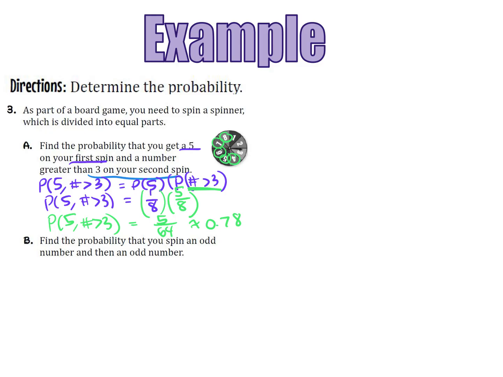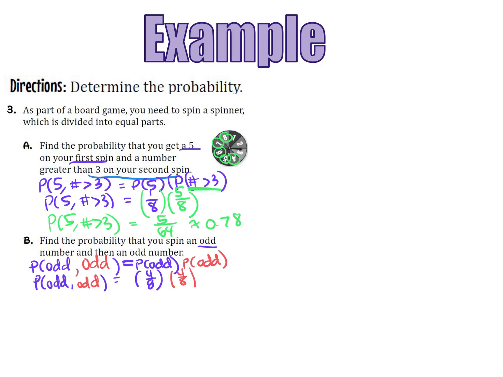Why don't you go ahead and pause the video and work through part B. So the probability of spinning an odd number twice is going to be the probability that you spin an odd number on the first one times the probability that you spin an odd number again. Well, out of the 8 numbers, 4 of them are odd. So the probability of odd then odd is going to be 4/8 times 4/8. And I just want you to notice these are both 1/2. 1/2 times 1/2 is going to be 1/4. So the probability of spinning odd and then odd is equal to 1/4, which we know is 0.25.